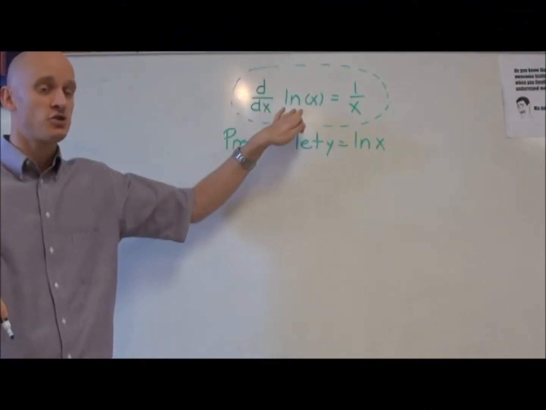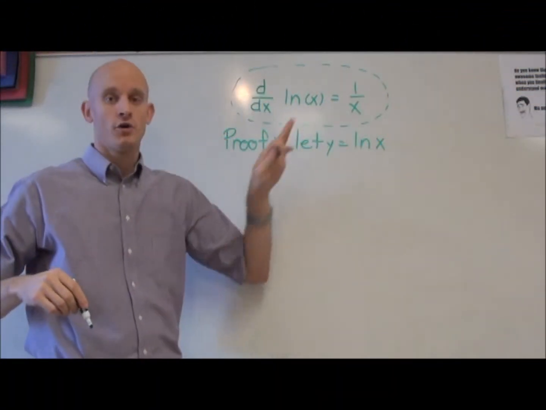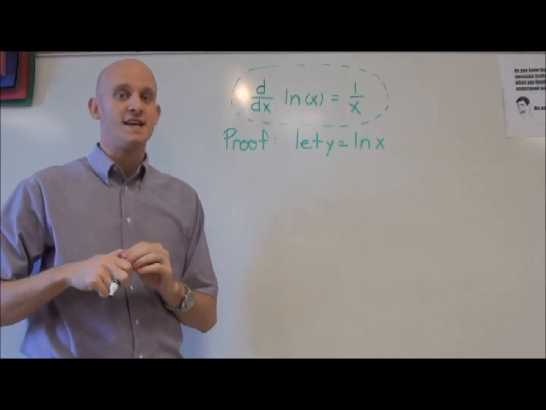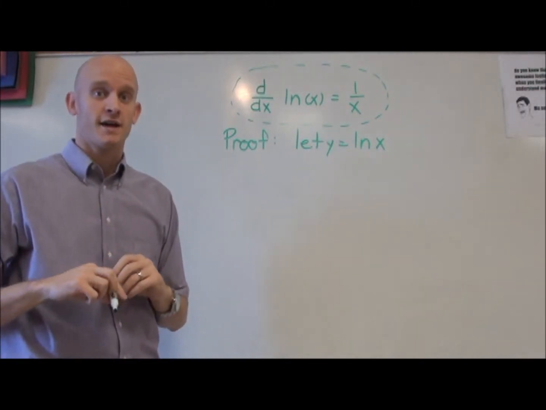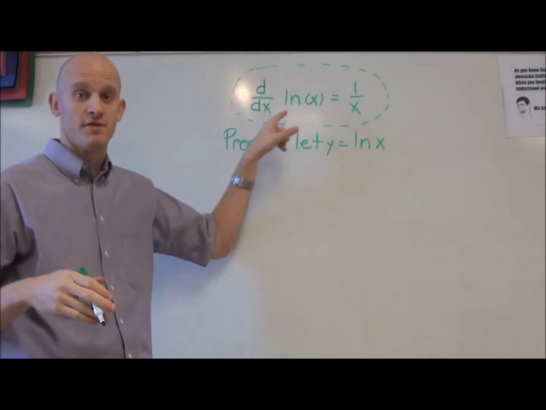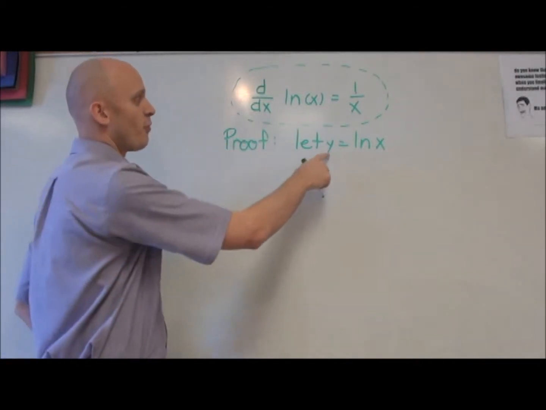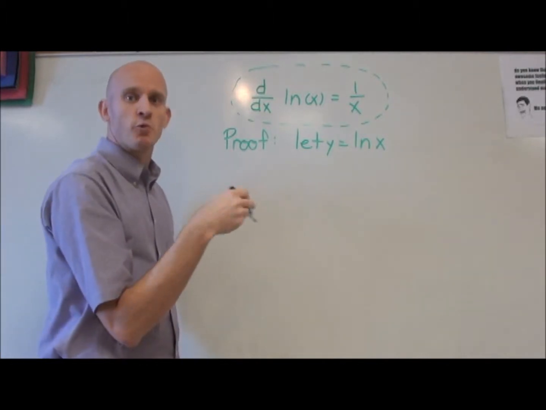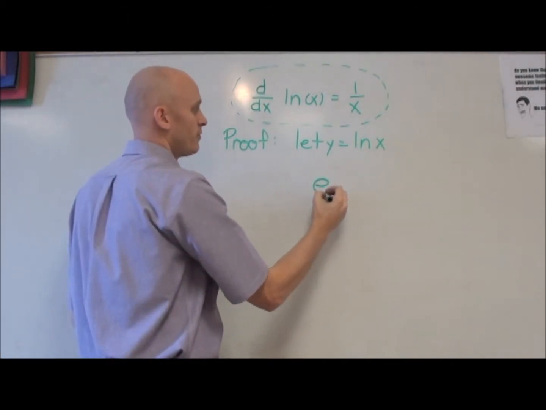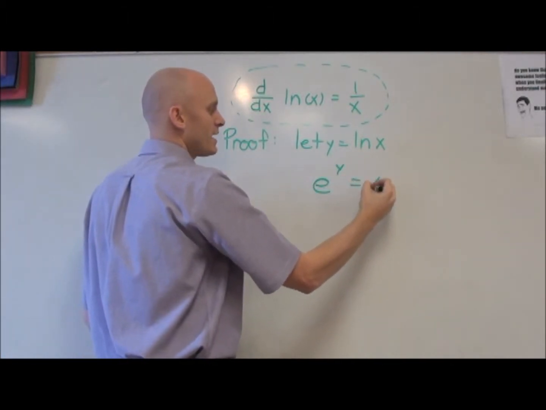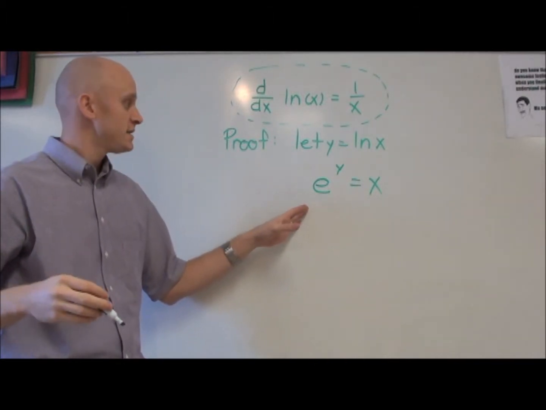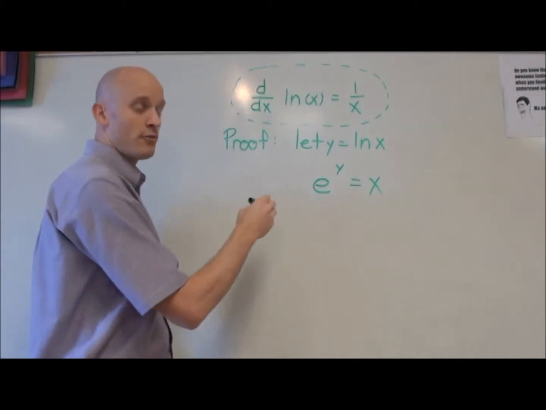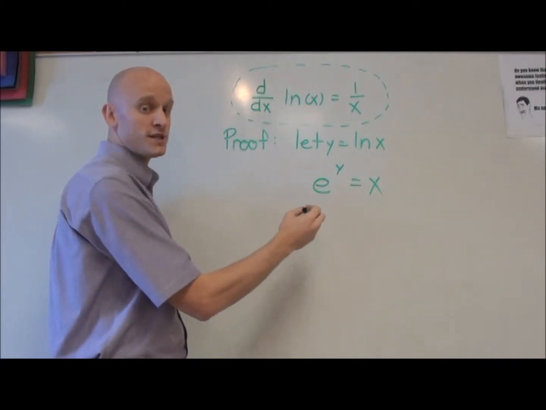The derivative of a natural log of x is 1 over x. And we can show that very easily, assuming that y is equal to the natural log of x. So we're just going to prove this derivative very quickly. If y is equal to the natural log of x, writing that in exponential form, it would be e to the y equals x.